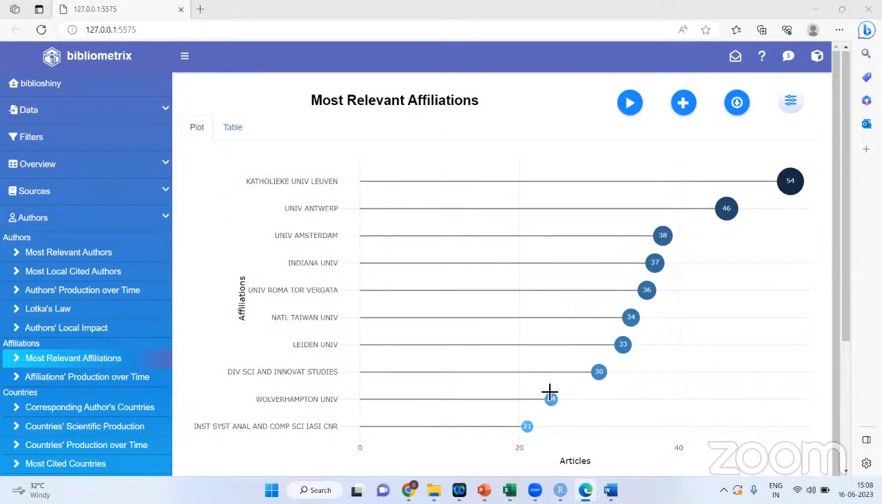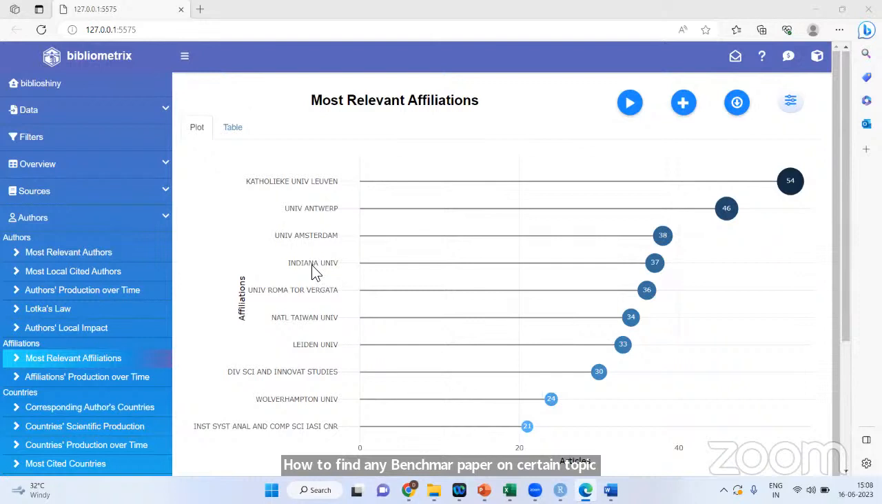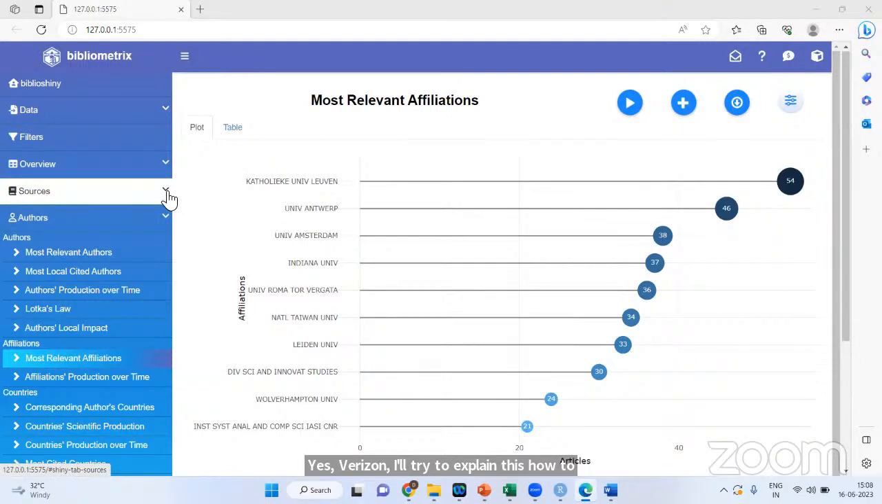How to find any benchmark paper on a certain topic? Yes, sir, I'll try to explain how to find out a benchmark paper on a certain topic. When the time comes, I will tell you that this is a benchmark. This is the way you can get the benchmark, right?